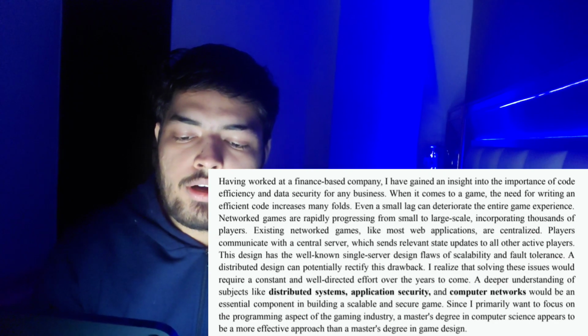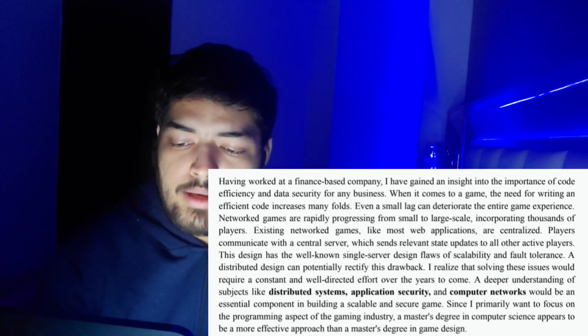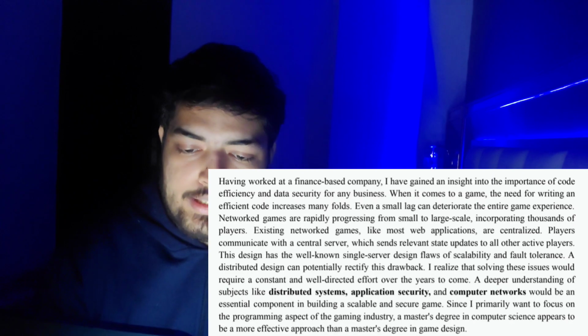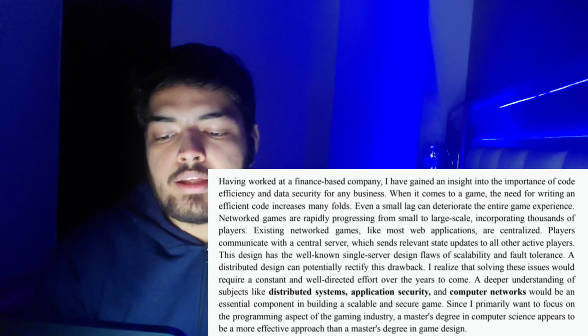Since I primarily work to focus on the programming aspect of the gaming industry, a master's degree in computer science appears to be more effective approach than a master's degree in gaming designing. So this was the most important paragraph in the entire SOP. It shows my interest in gaming, the problems I have seen in the gaming industry, which means I have done my research, and how can we tackle those things, and how masters is helping me with that. Like I have shown, right, subjects like distributed system, application security, and computer networks will help me to rectify the design problems. Okay, so now the last paragraph.